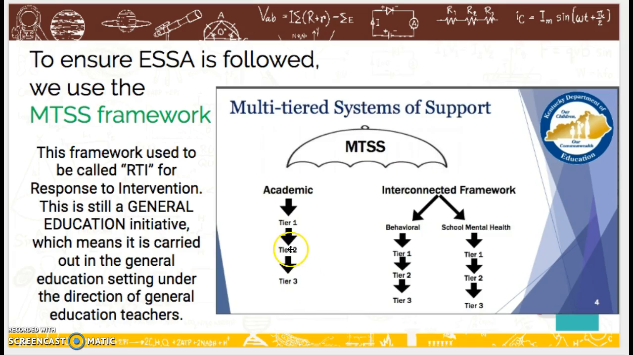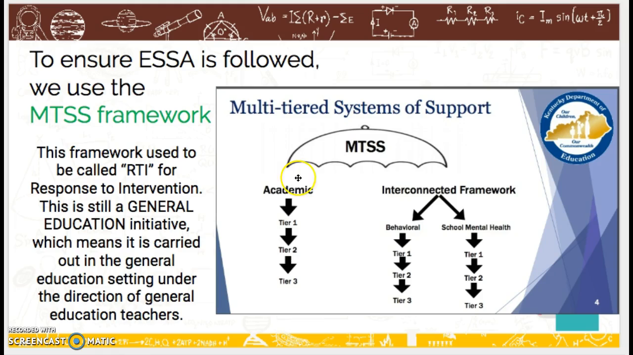So a different way to look at that multi-tiered systems of support framework, we have an academic side to that. So again, if students are in the bottom 15% of their general education class, then we look at tiers of intervention for students. Tier 1, always in the Gen Ed classroom. Tier 2, again, a Gen Ed initiative. And then Tier 3, a Gen Ed initiative, looking at if a student needs referral to special education to consider if the student might be eligible for services.